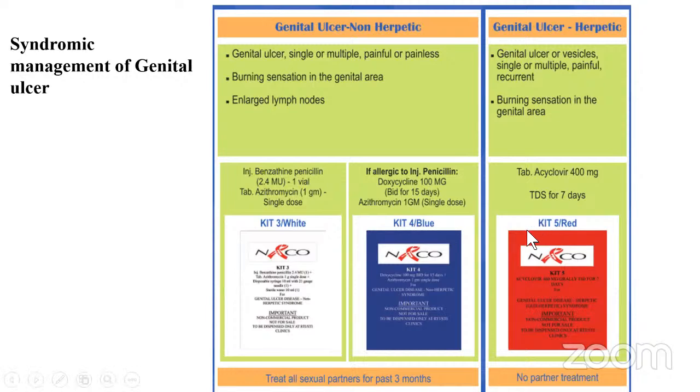Okay. The next kit is kit 5, the red kit, which includes acyclovir tablets, and it's usually given for herpetic ulcers. Regarding partner management, if the patient is found to have a non-herpetic ulcer, all the sexual partners are treated with either kit 3 or kit 4, depending on their sensitivity to penicillin. Whereas in the case of herpetic genital ulcers, partner management is not included in the syndromic management.